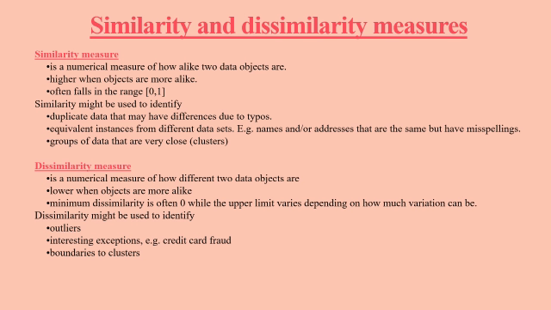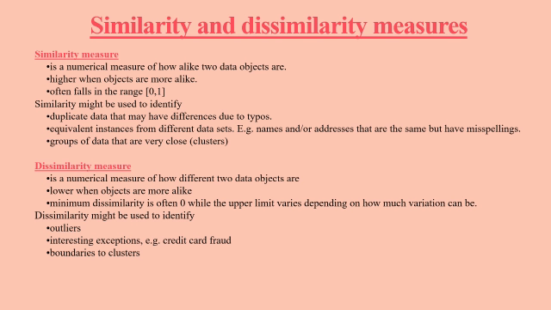Next is the dissimilarity measure. It is a numerical measure of how different two data objects are. It is lower when objects are more alike. Minimum dissimilarity is often 0, while the upper limit varies depending on how much variation there can be.